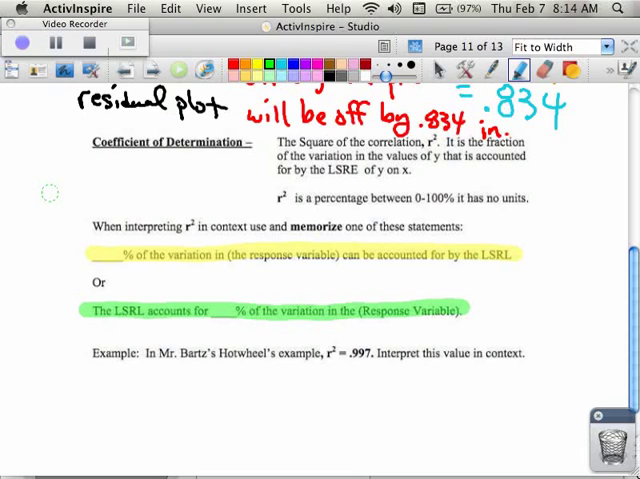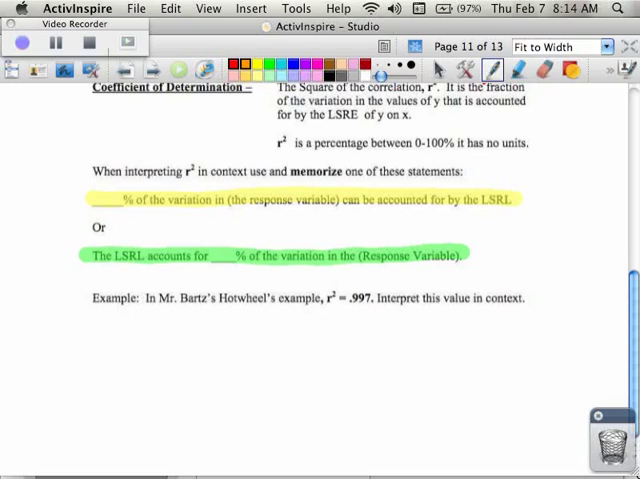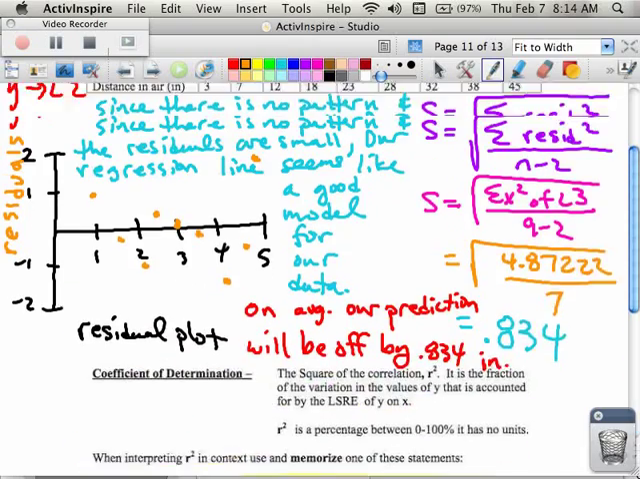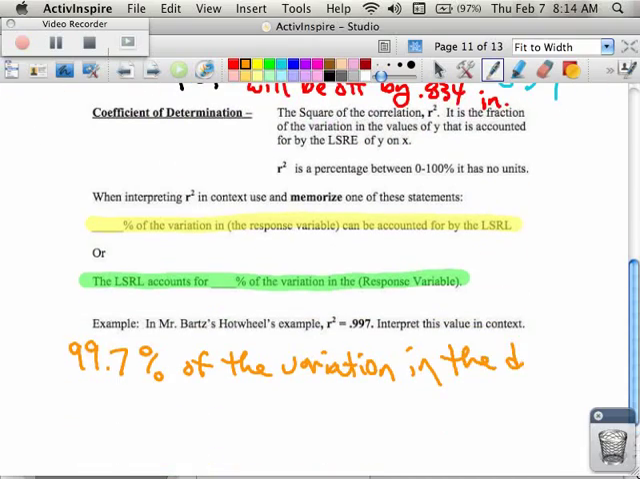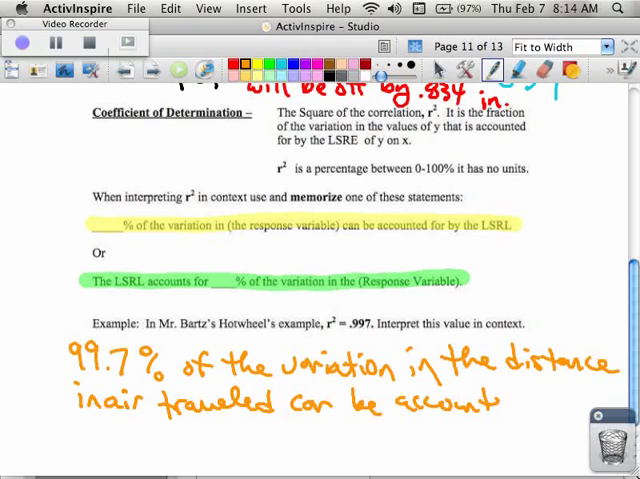So down below here, the sentence that they're using, 0.997, if we were to interpret that, and we pick one of these two phrases, I could say something like 99.7% of the variation in the distance in air traveled can be accounted for by the least squares regression line.